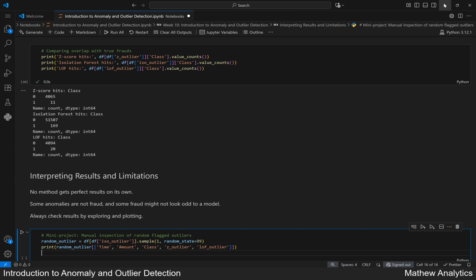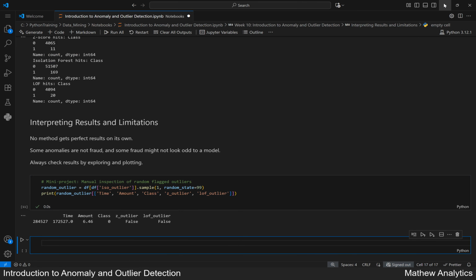Running the cell now. This output shows a single random transaction flagged by the isolation forest method, ISO_outlier is true, but it is not flagged by the Z-score or LOF methods, nor is it labeled as fraud, class is 0. This highlights that different detection methods may identify different anomalies and that flagged outliers are not always fraudulent, reinforcing the need for careful interpretation and manual review. Try finding another random example by changing the random_state number.